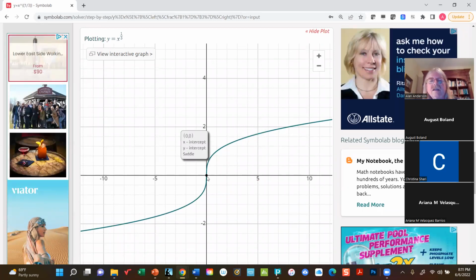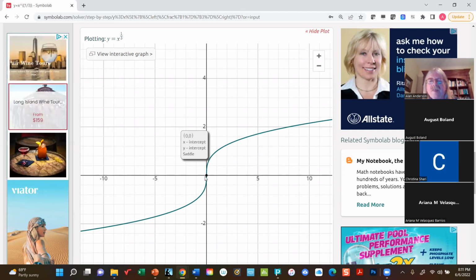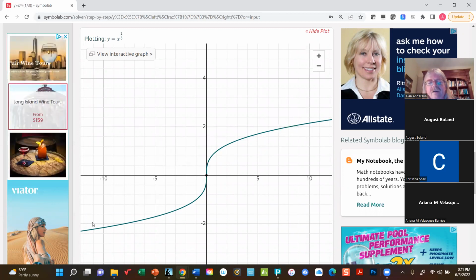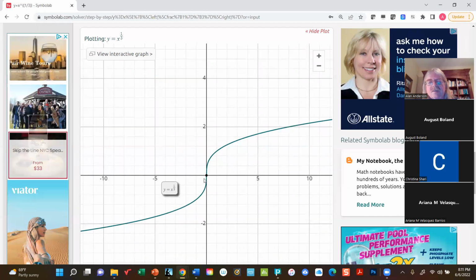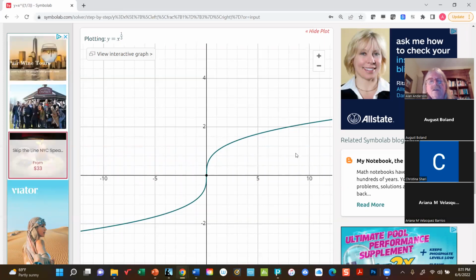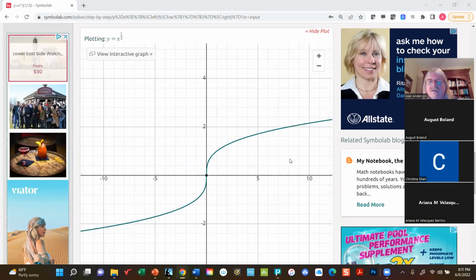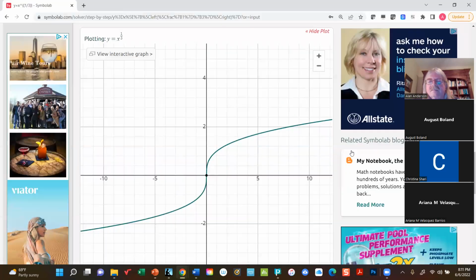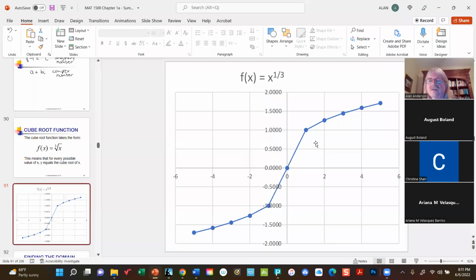It intersects only at the point (0, 0), and it increases at an increasing then decreasing rate, just like the square root here. And the same thing down here: it's increasing, then it speeds up, and then it slows down again. So that's what y equals the cube root of x looks like. The Excel graph is okay, I guess. Excel wasn't really meant to do this kind of thing.